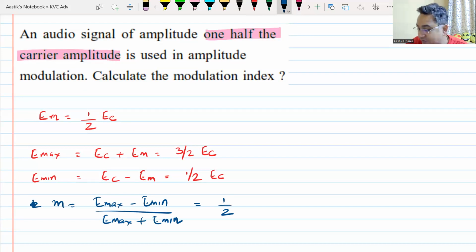Do we understand this? Yes or no? Yes, sir. Everyone understands this? Yes, sir. Okay, then we move on to the next heading.